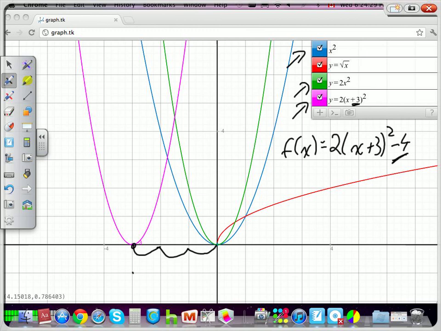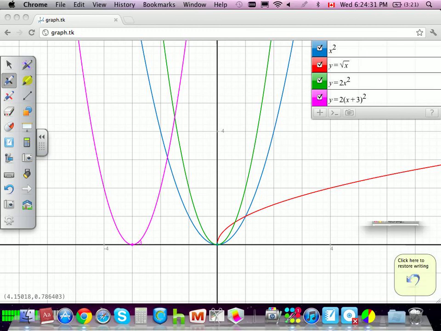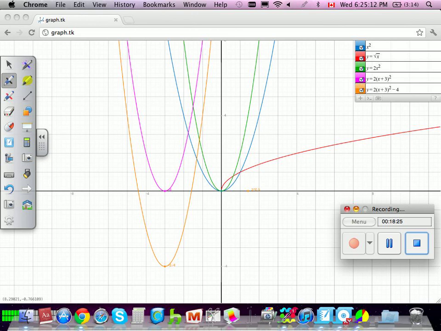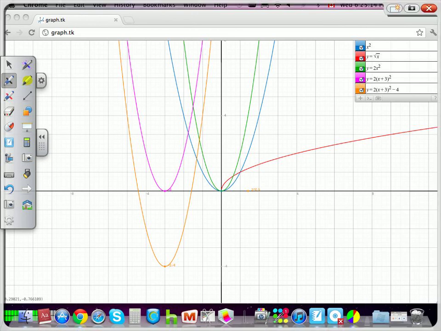So what do you think is going to happen next? It's the last thing we got to add to it. Add 4 up or downward? Yeah, so this purple one is actually going to go down 4 units. So we'll bring that in.